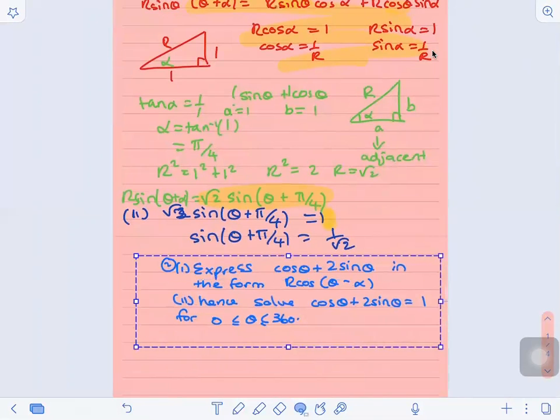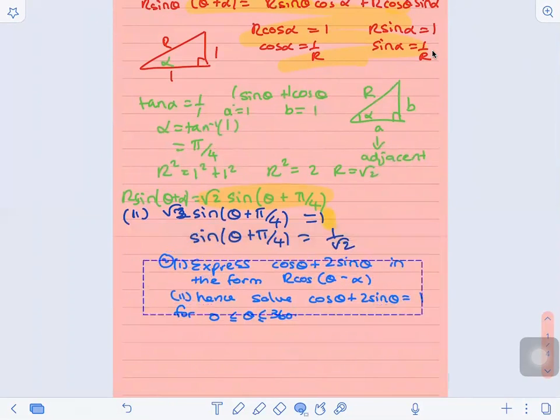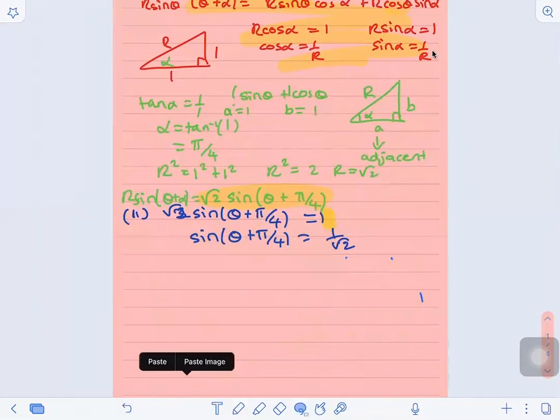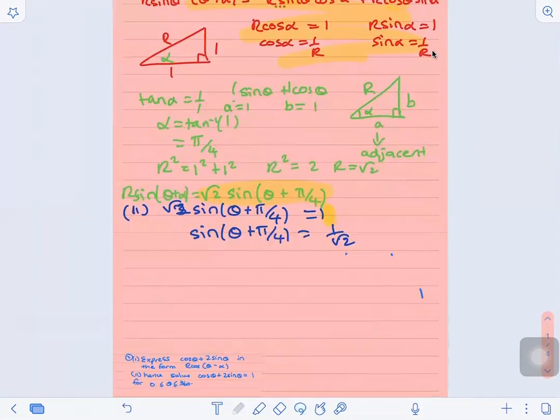I'm just going to move this one because it's in the way. I need a little bit more space. Let's put that down there.